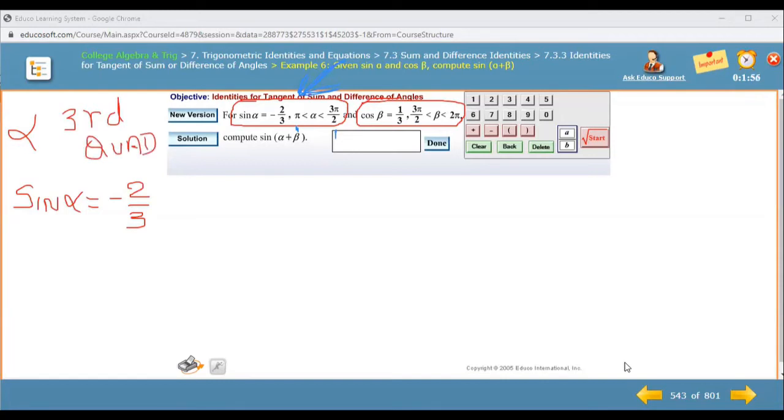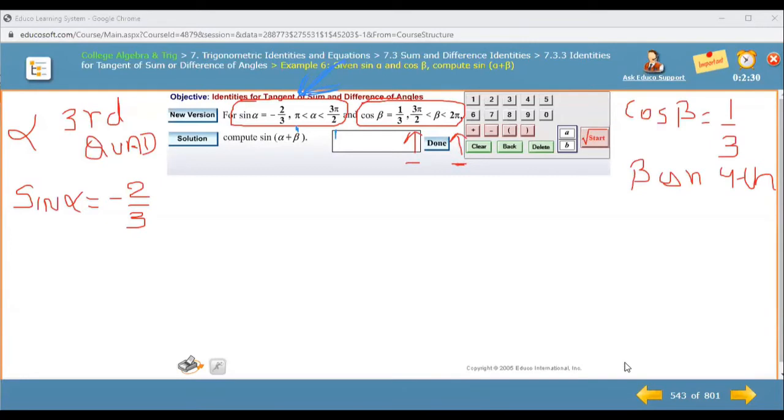Okay, let's look at the second part. The second part is they have given you cosine beta is 1/3. And from here, this is 3 pi over 2 and this is 2 pi. That means 270 to 360. So this beta actually lies in which quadrant? Beta is in fourth quadrant.